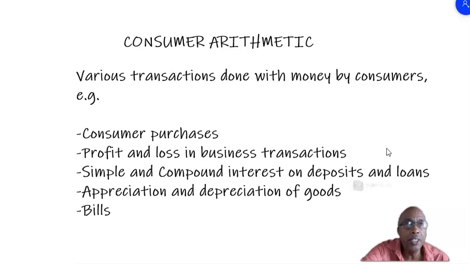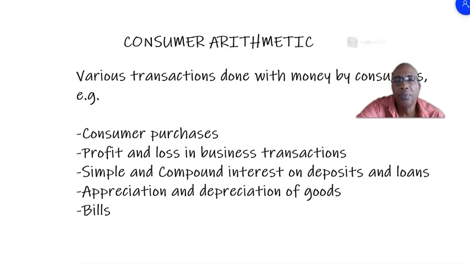Profit and loss in business transactions. In business, we sell things in order to make a profit on our cost price. Then simple and compound interest. We deposit our money in a bank. We earn interest. We take a loan. We pay interest on that loan.